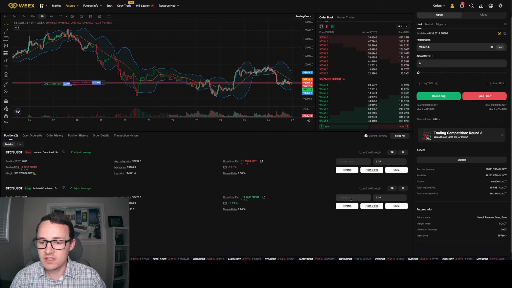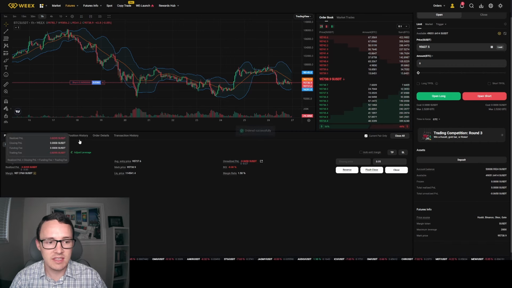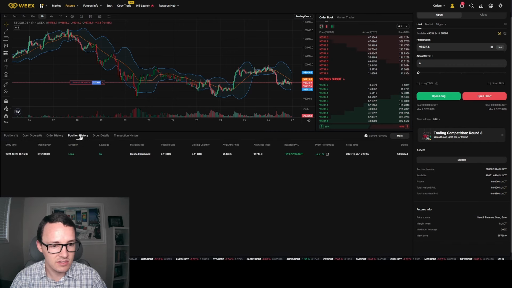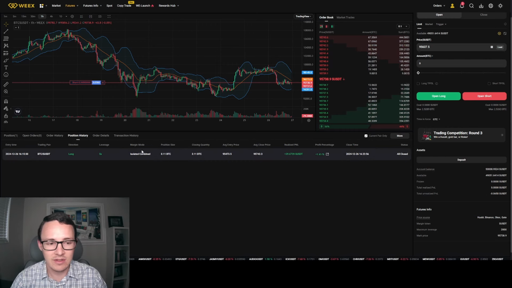So if we want to close this, we can obviously enter a closing price. It'll say, obviously, we haven't entered a closing price. But if we do a flash close, boom, closed. So now if we go back to position history, we can see we took a Bitcoin long. We made $30 just in the time that we were going through and doing this video.